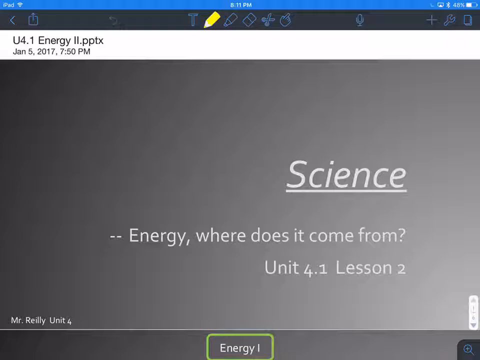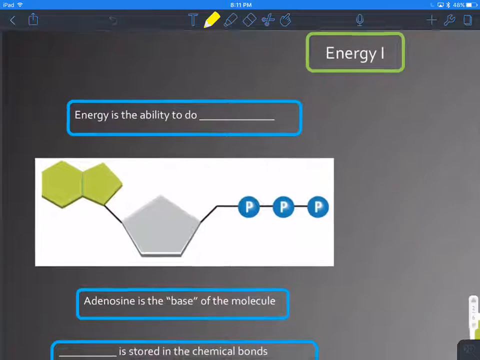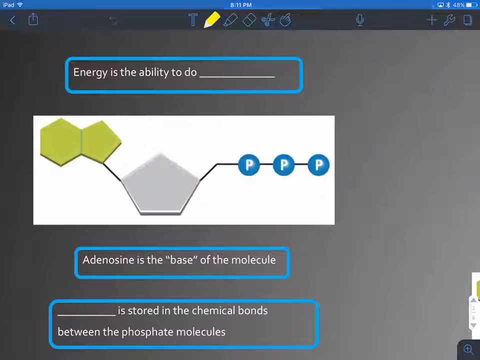Hey there, gang. So today we are going into our second lesson on energy. And today we're going to learn exactly where energy comes from. What are the different types of form of energy we've already gone over. But today we're going to learn about different types of organisms and how they get that type of energy. So this is just a quick review over what we went over yesterday and learned.